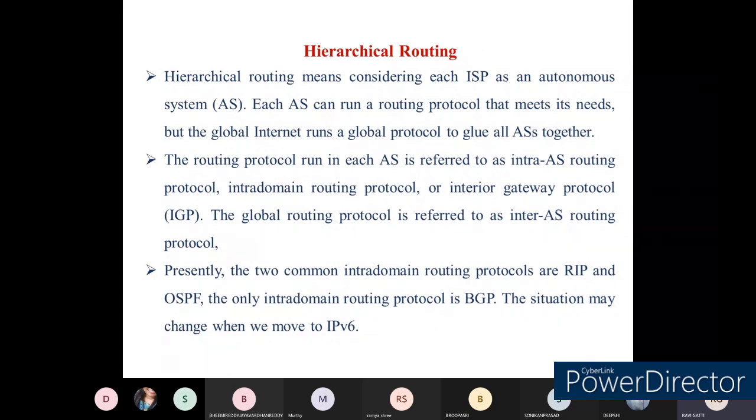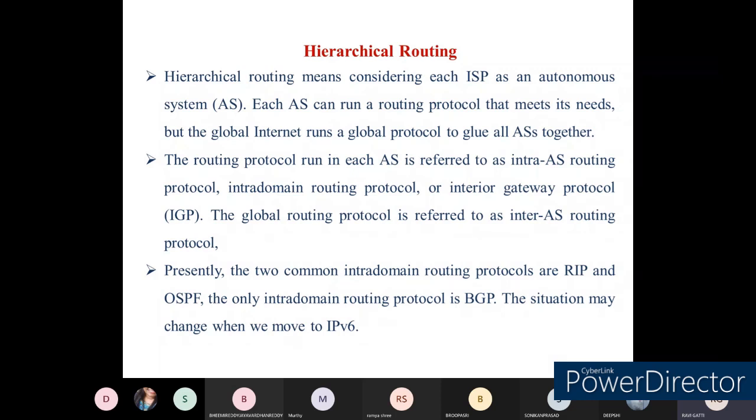In the internet network, a single protocol cannot be used to provide routing or forwarding of the packets. Why? There are two reasons. The first reason is the scalability problem. Because of the scalability problem, we cannot provide a single routing algorithm for the data transmission. And one more is the administrative issues.